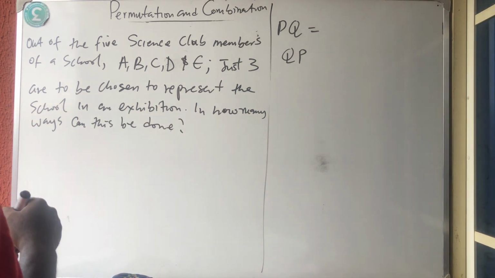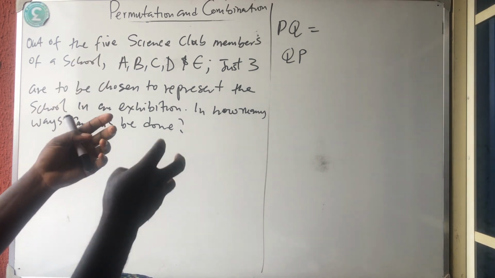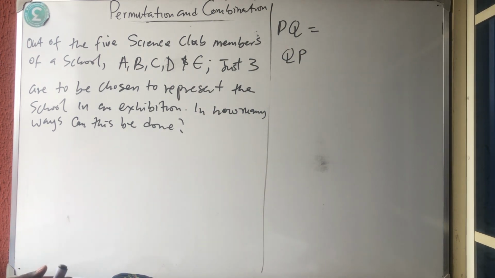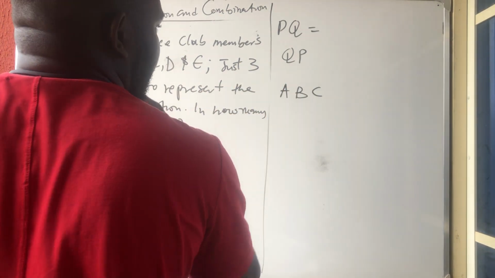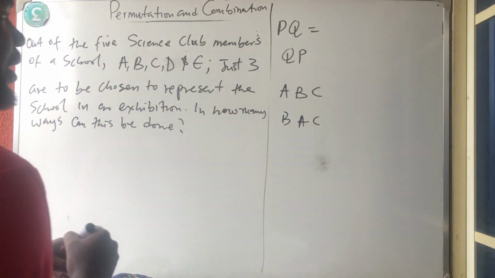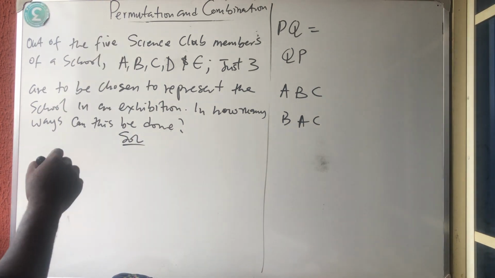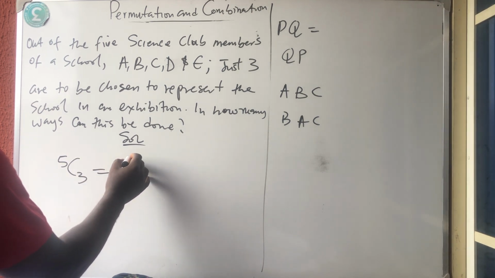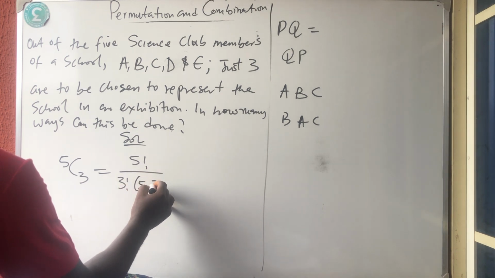Okay, now if you look at this, they have 5 science club members, and they say that you need to choose 3. So it is selection. We need to select 3 members. I cannot say that maybe I'm selecting A, B, C and still select B, A, C. No, it's the same thing you selected. So this is selection. Since it's selection, we are going to use combination, because combination is selection. So they are 5, but I'm selecting 3. So it's going to be 5 factorial all over 3 factorial first before I will now say 5 minus 3 factorial.